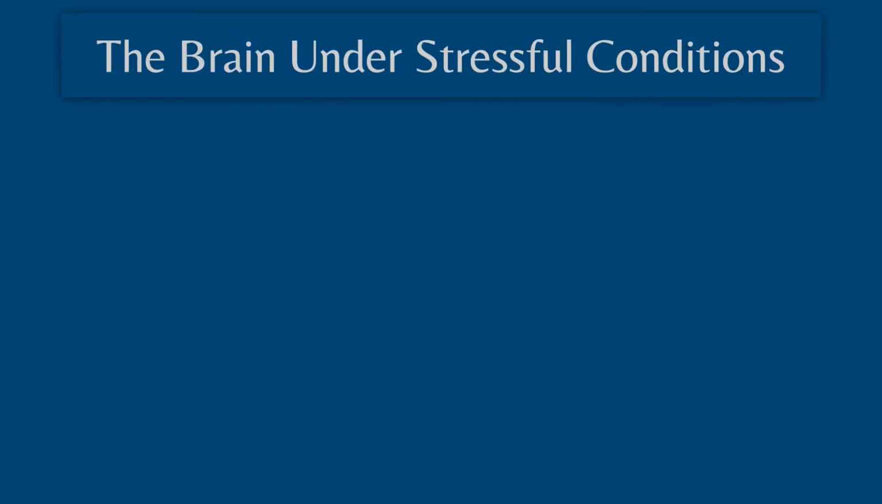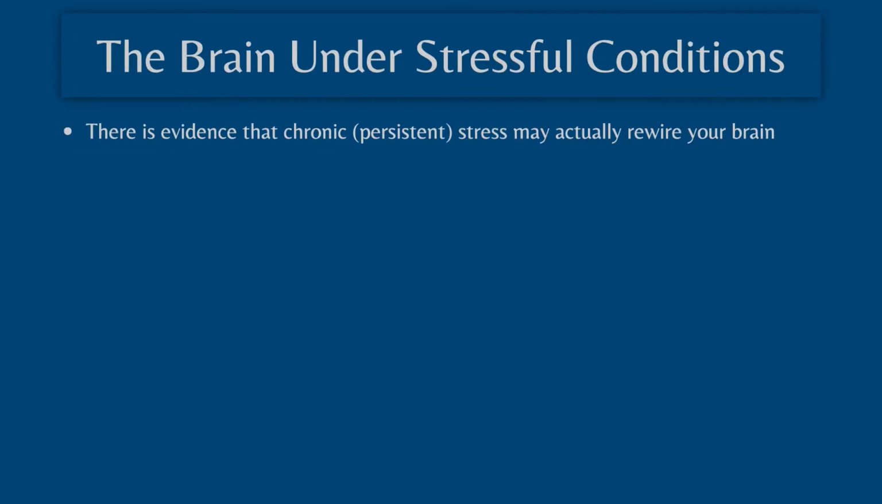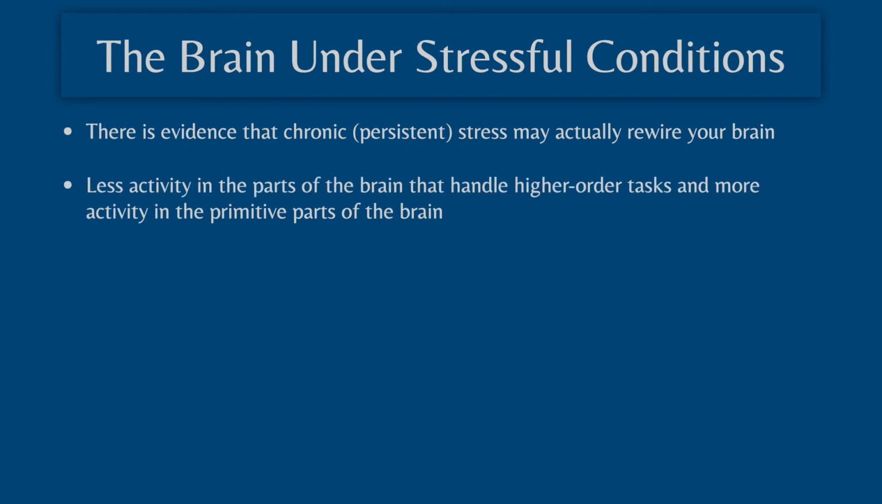There is evidence that chronic or persistent stress may actually rewire the brain. Scientists have learned that animals that experience prolonged stress have less activity in the parts of their brain that handle higher-order tasks, for example, the prefrontal cortex, and yet more activity in the primitive parts of the brain that are focused on survival, such as the amygdala.